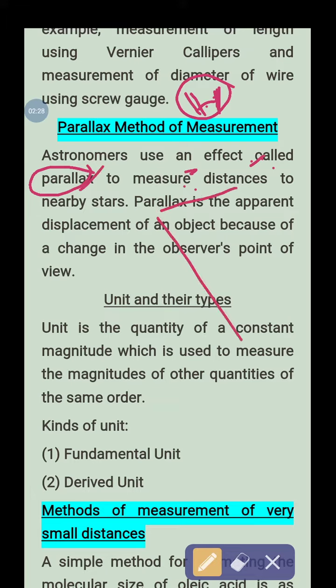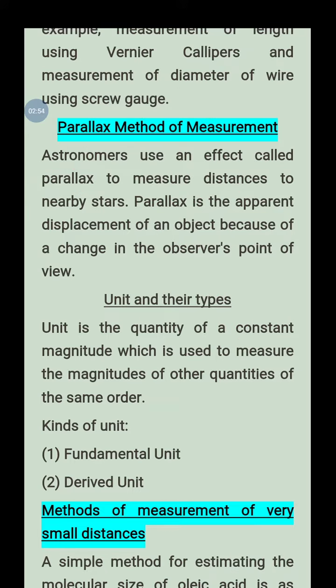Like this object. Here is the object seen after closing one eye, and here is the object seen with both eyes. Then this is the difference. It is called parallax. It is generally used to determine the distance of objects which are very far away from the earth, like stars, planets, and all that. It is used by astronomers.